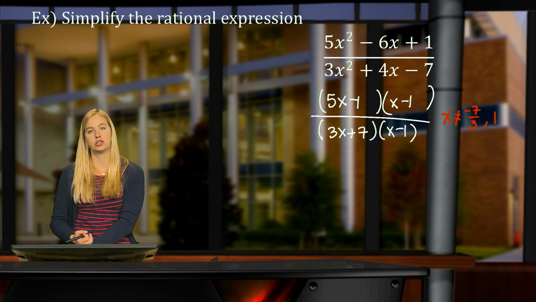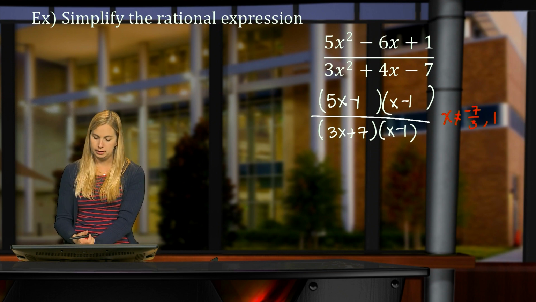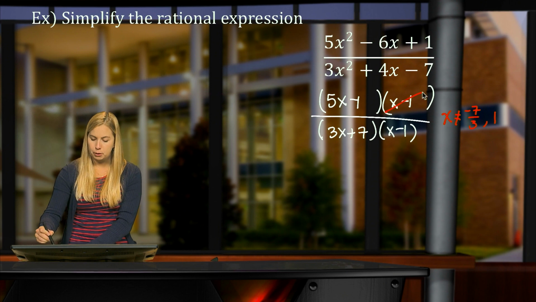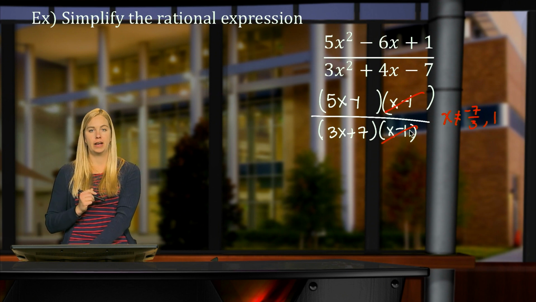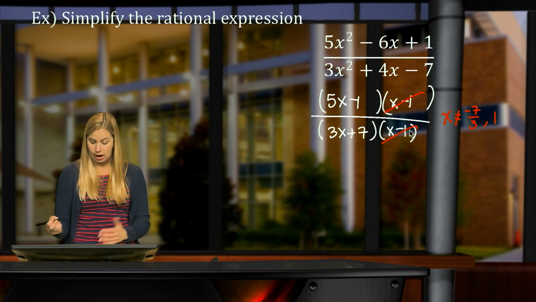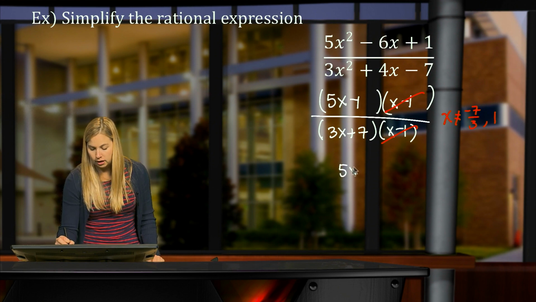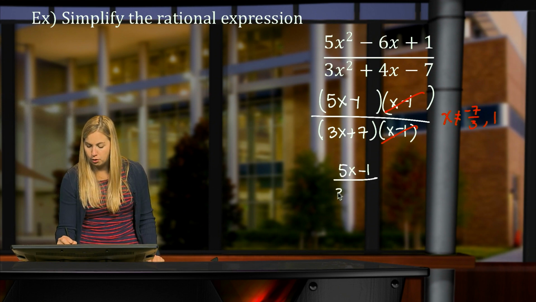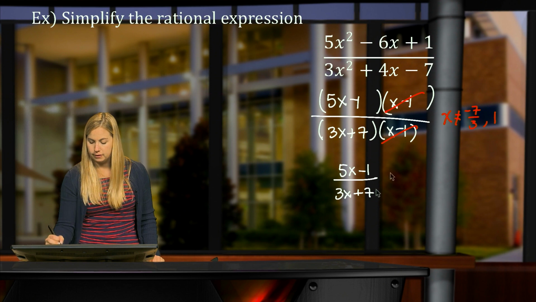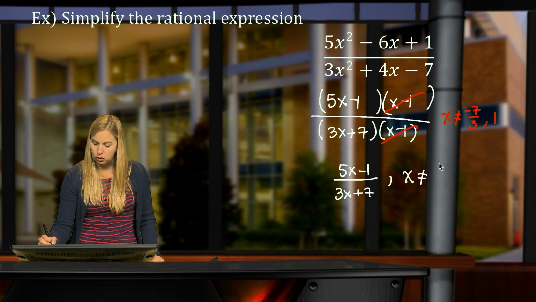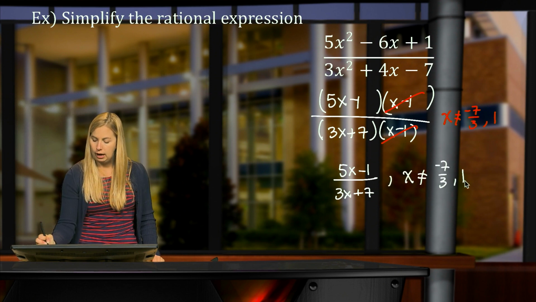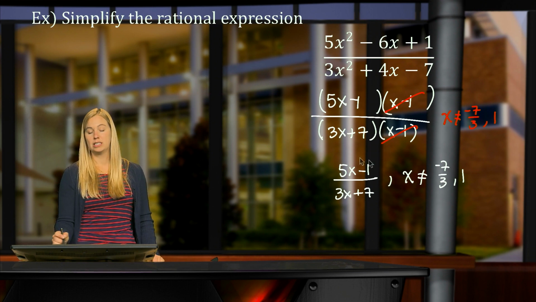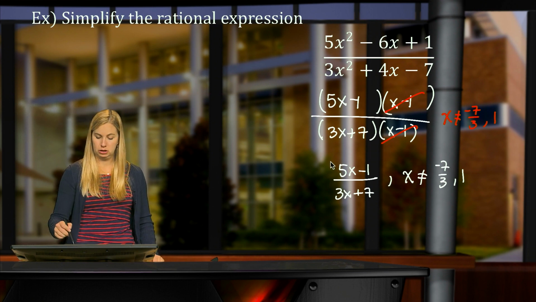Now that we've stated our restrictions, now we can start to simplify like factors in the numerator and the denominator. We can see that both the numerator and the denominator have a factor of x minus 1, so they cancel each other out. And our final answer is 5x minus 1 over 3x plus 7, where x cannot equal negative 7 over 3 and positive 1. This is our simplified rational expression.